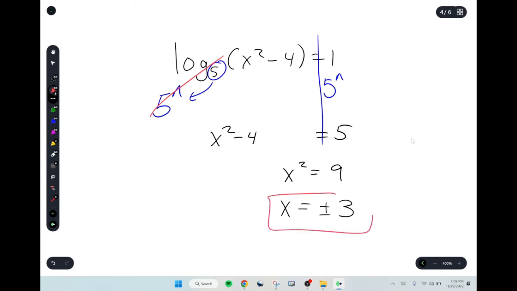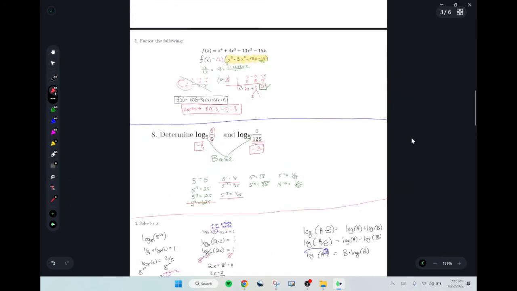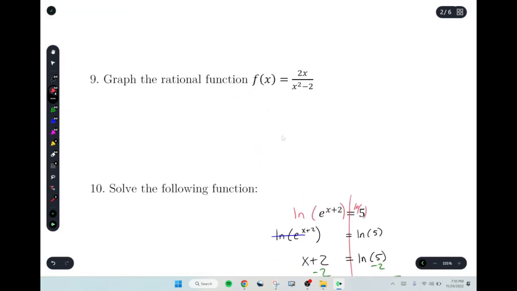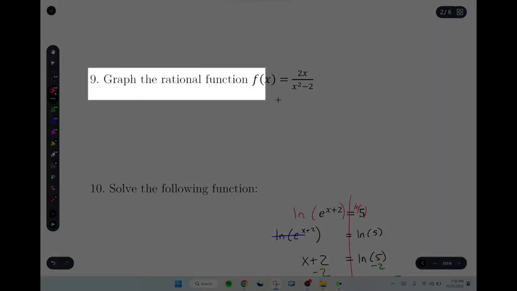Love it. And I did put a hint there. It said, hey, look, there's 2 answers, just as a hint, because I mess that up often. I always forget to put the minus 3. Oh, sweet. This is a flashback from the past.